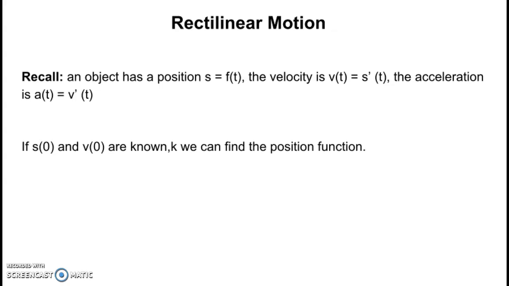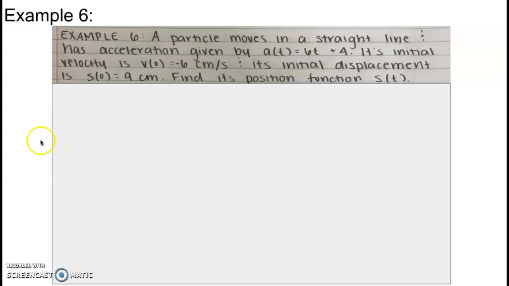So moving on to an example of this, I'll give you guys a second to write this down while I say it. Example 6: a particle moves in a straight line and has acceleration given by a of t equals 6t plus 4. Its initial velocity is v of 0 equals negative 6 centimeters per second, and its initial displacement is s of 0 equals 9 centimeters. Find its position function s of t.